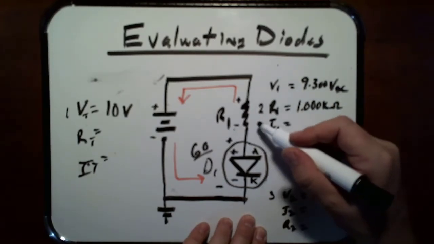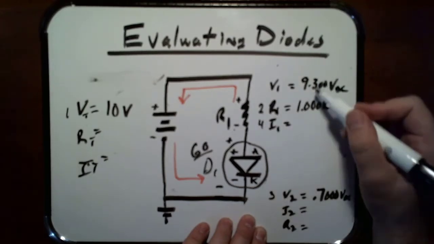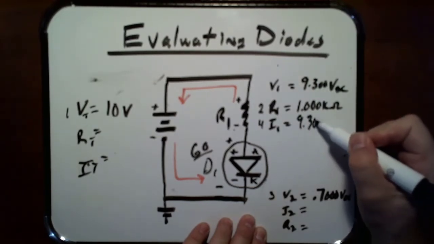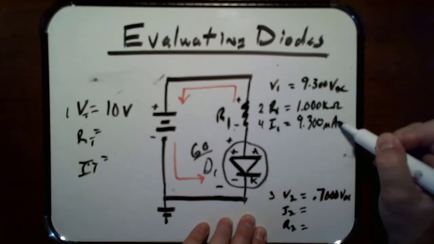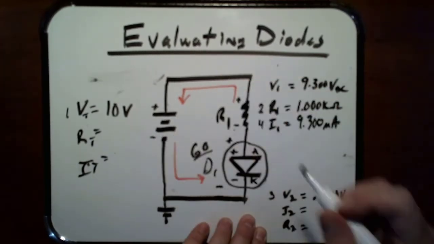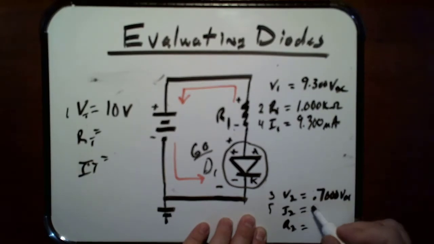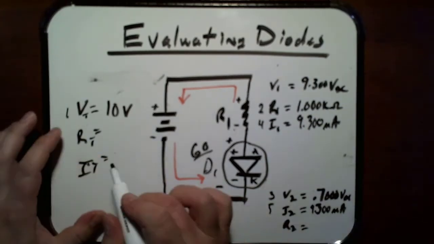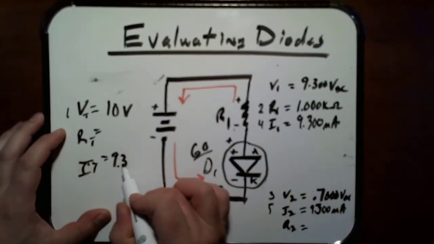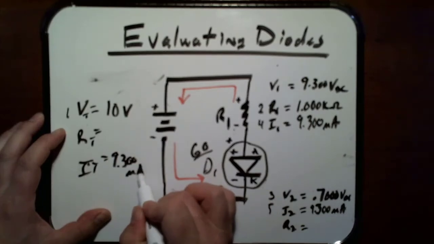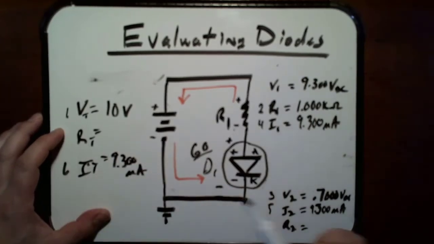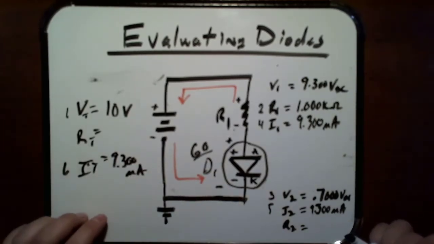So step number 4, I've discovered I have 9.3 milliamps. It's a series circuit all the way around, so I know that I also must have, step 5, 9.3 milliamps here, and I must also have 9.3 milliamps here, step 6. Okay, now I can start to figure a few other things out.